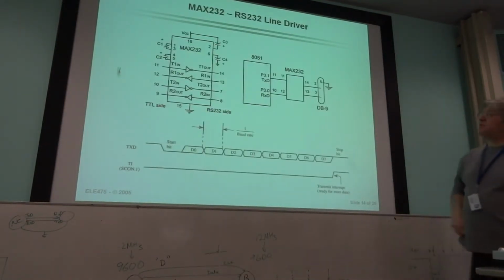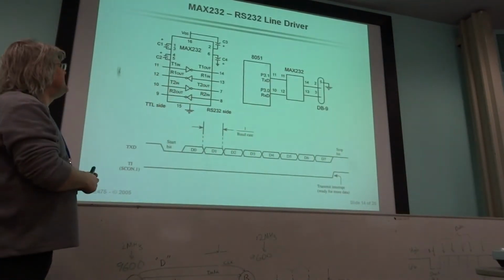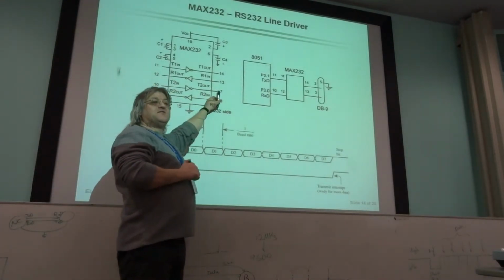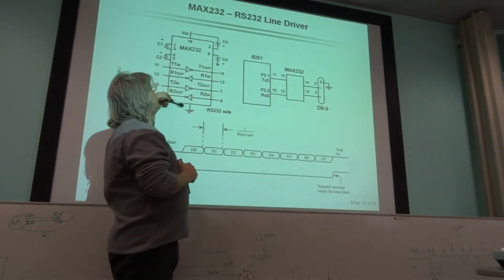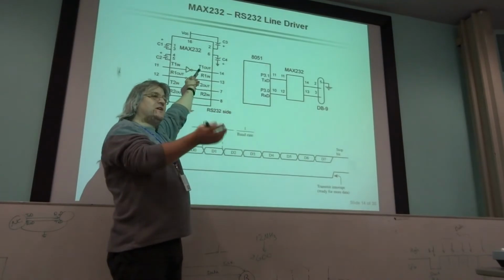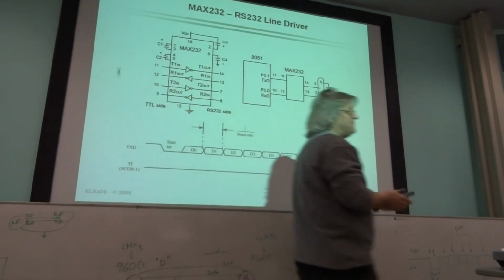Right, there's an example of this MAX232 device that converts between TTL logic, this is the TTL side, and this is the RS232 side. And the nice thing about this is it only uses 5 volts and ground and a few capacitors, and it makes those -3 to -12 volts and all that kind of stuff for you, as if by magic.